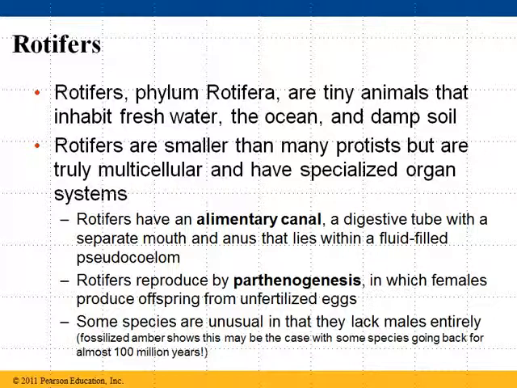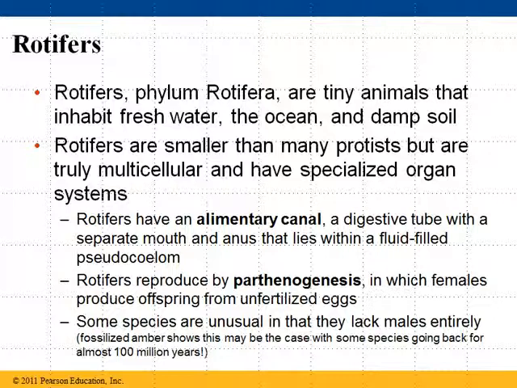They have a separate digestive tube that has a separate mouth and anus. So we're moving on up in the world. We don't have a mouth and anus that's all the same portion. So the rotifers have a very small, simple digestive tube that has two separate openings, and they are very unique because most of the examples of rotifers reproduce by a process called parthenogenesis. Parthenogenesis is in which females produce offspring from unfertilized eggs.